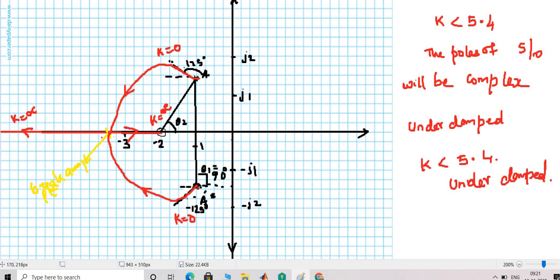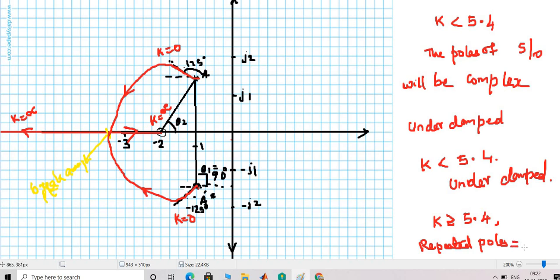And when the value of k reaches 5.4, at this point, that is s is equal to minus 3.74, it means the two root locus branches meet at this point, and the system is having repeated poles. Or when the value of k is greater than or equal to 5.4, the system is having repeated poles.